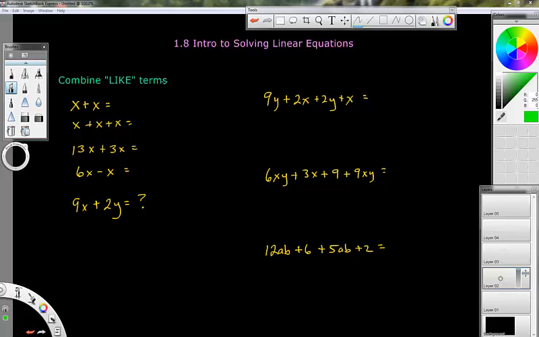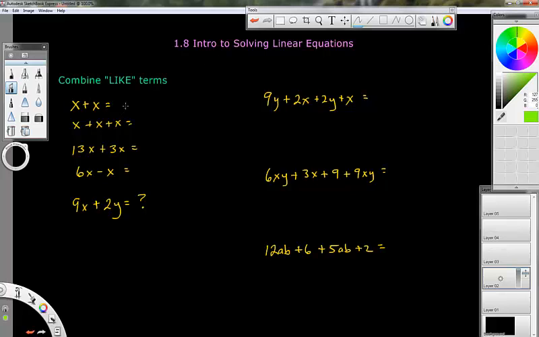Alrighty then. We're going to learn to combine like terms. Notice I put that in caps and in quotation marks because these four are like terms. These are unlike terms. X's and Y's are unlike terms. I'll show you how to handle that as well. Here we go. Alright. Let's do this.